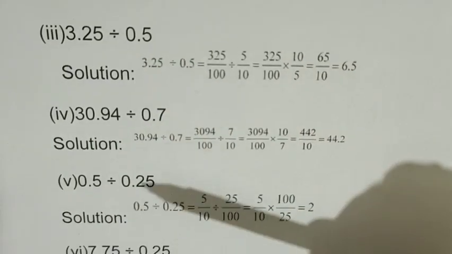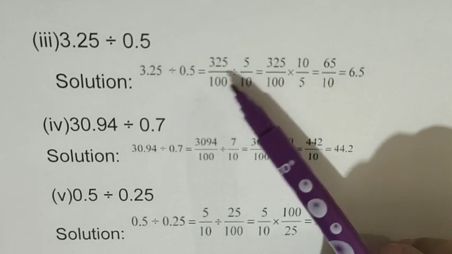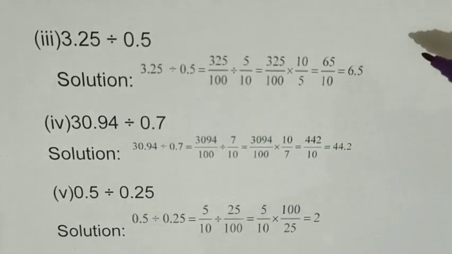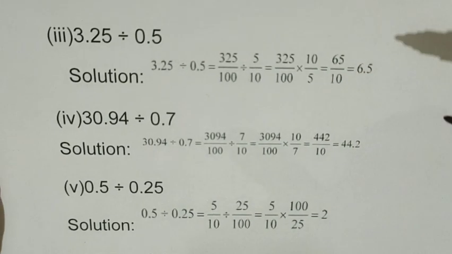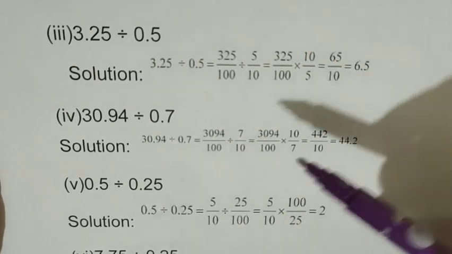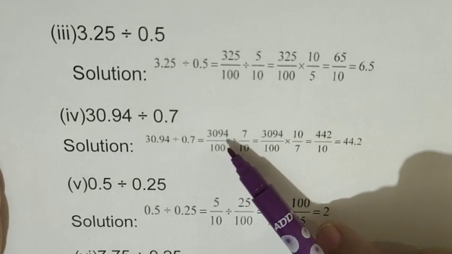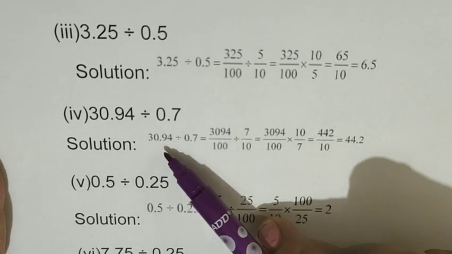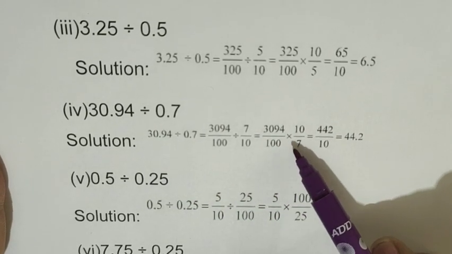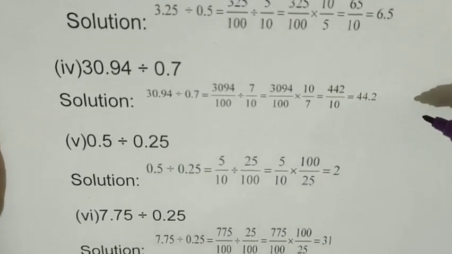3.25 divided by 0.5. The easiest way is 3.25 can be written as 325 by 100 and 0.5 can be written as 5 by 10. Again take the reciprocal and cancel it, you will get the answer. Otherwise, what we should do is give the normal division and see the decimal. 30.94 divided by 0.7. So 3094 divided by 100, because of the 2 decimals. 0.7 can be written as 7 by 10. Then take the reciprocal, which means 10 by 7. Then the calculation gives 44.2 only.